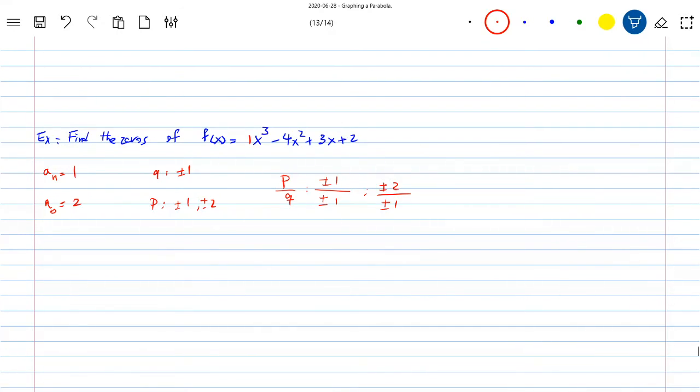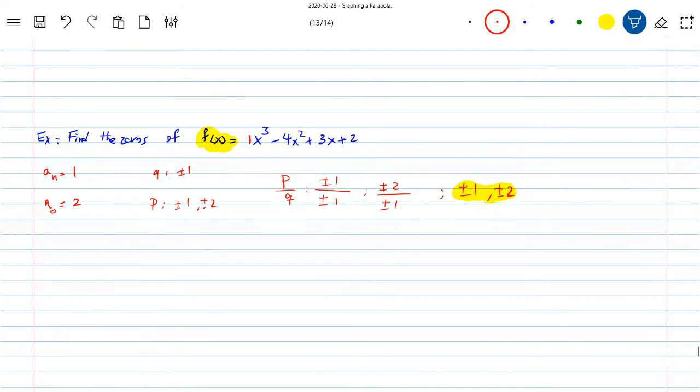You can reduce it by simplifying them. You'll get plus or minus 1 and plus or minus 2. These are 4 numbers now: positive 1, negative 1, positive 2, or negative 2. So if f of x has a zero in terms of rational numbers, it should be one of these 4: 1, negative 1, 2, or negative 2. Can we figure out which one is the zero?